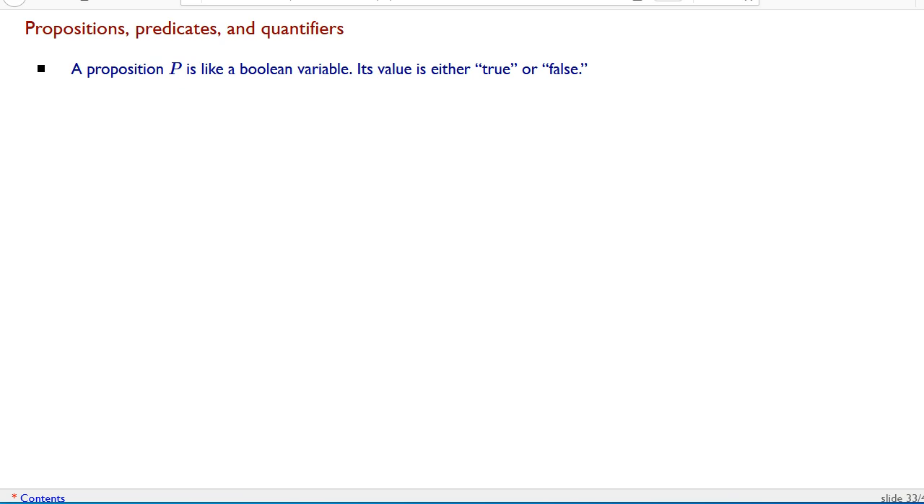So far we've talked about propositions. I denote one now by capital P instead of little p, but it's like a Boolean variable. It's something that's either true or false.